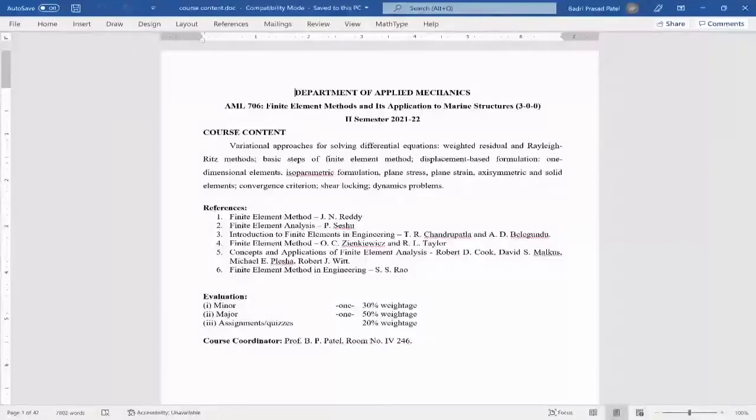So these are the topics which we are going to discuss, and these are the books you can refer. Some part of whatever I will discuss will be taken from J.N. Reddy. The first book is Finite Element Method by J.N. Reddy. Second is Finite Element Analysis by P. Seshu. You can find many things I will be discussing in these two books. Then there is also Introduction to Finite Elements in Engineering by Chandrupatla and Belegundu, which is also a useful book. The first three books you will find more useful.